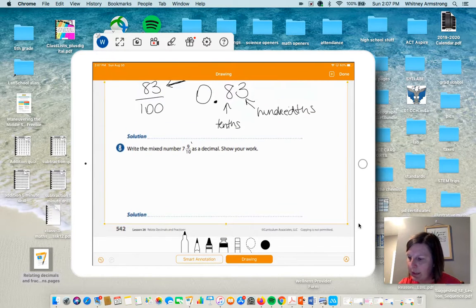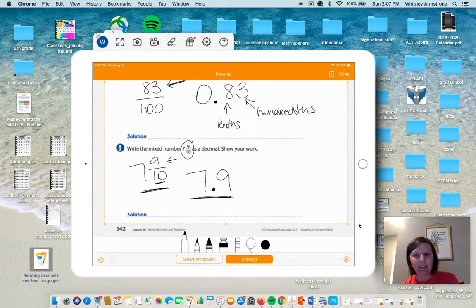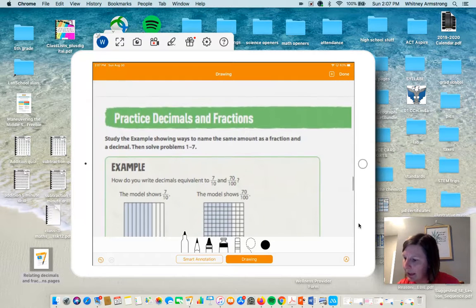This one is a mixed number, 7 9/10. So I have 7 9/10. So I know my whole number goes in front of the decimal. So there's my whole number in my decimal. Then I take my numerator, since it's tenths place, it goes right after the decimal. Okay, so 7 9/10 can be written here as a fraction, or 7 9/10 can be written here as a decimal. All right, that was our last example.